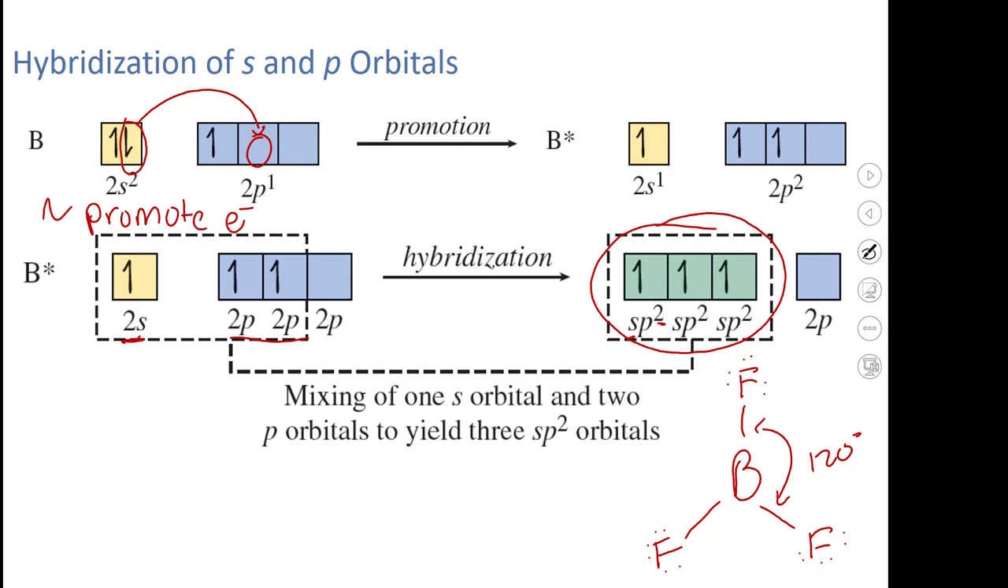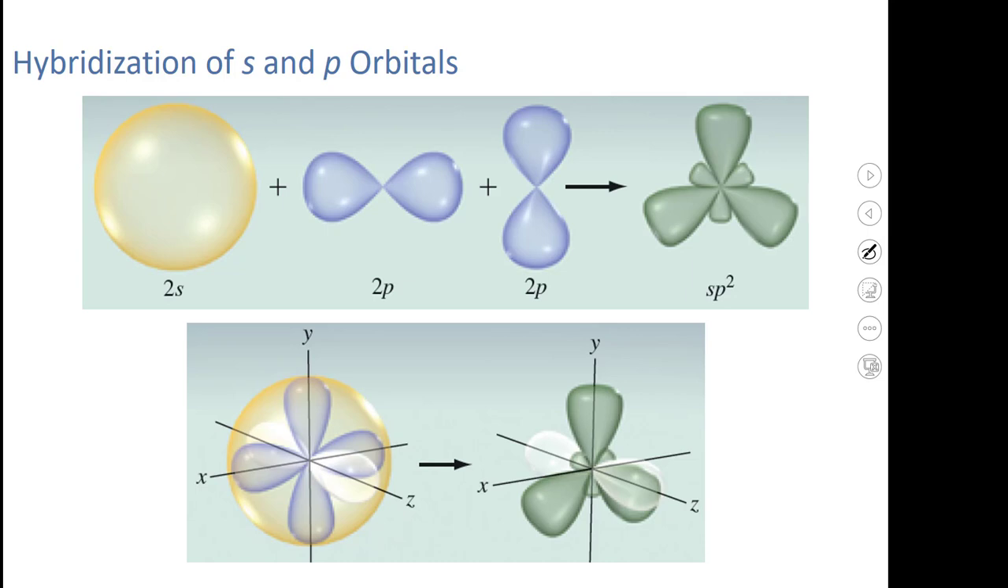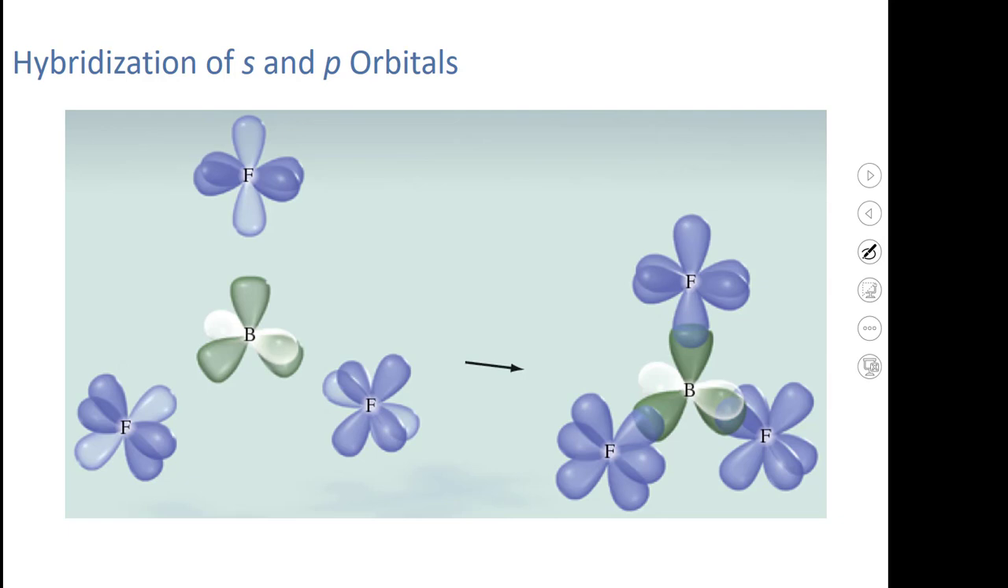Now I have 3 orbitals. They're going to line up just like 3 electron domains. So 3 electron domains lines up as a trigonal planar shape. So this is what it would end up looking like. There's one of my sp2s, here's another of my sp2s, and here's my third sp2. And they line up in that pretty trigonal planar shape. Now I can come in with my fluorines and bond, and I end up with a nice trigonal planar shape.